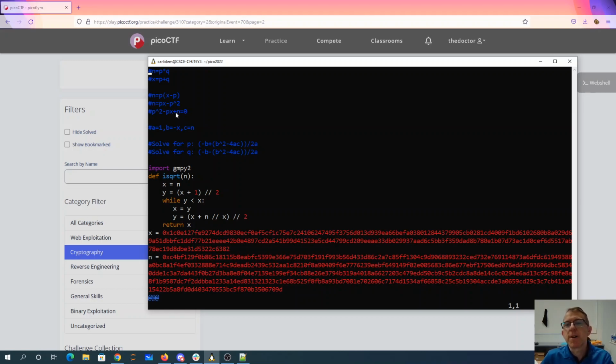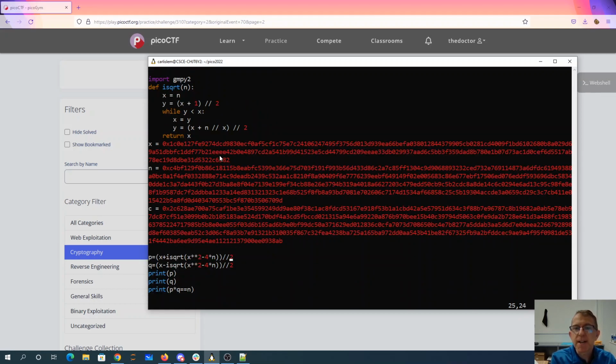We can solve a quadratic formula for p with a is 1, b is negative x, and c is n. So what we get here is the quadratic formula: negative b plus or minus the square root of b squared minus 4ac, all over 2a. Because those are going to be really big numbers, I found an integer square root algorithm on the internet. So that's going to compute the square root for us.